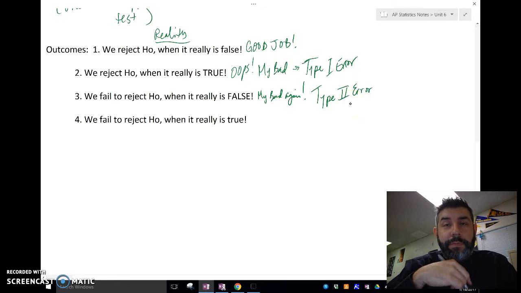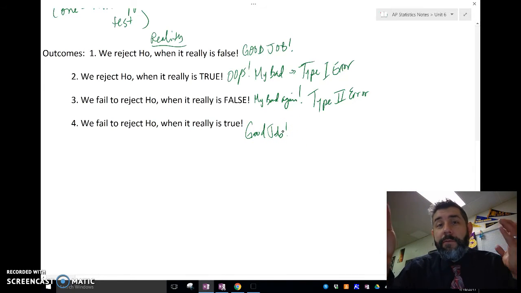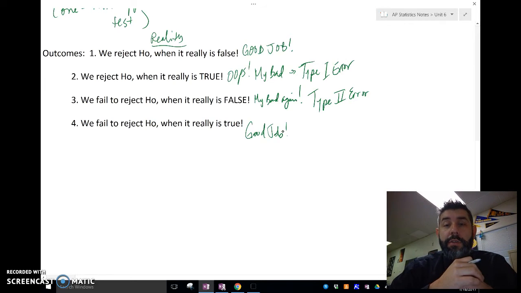I could also fail to reject the null when the null in fact is true. Good job again, right? I did the right thing. The null was true and I failed to reject it. Good job.